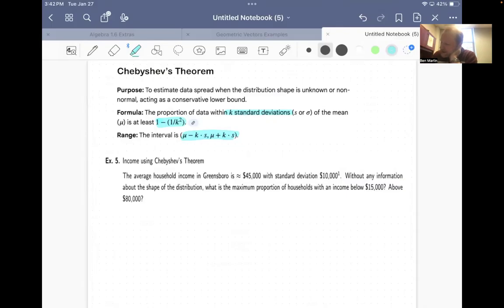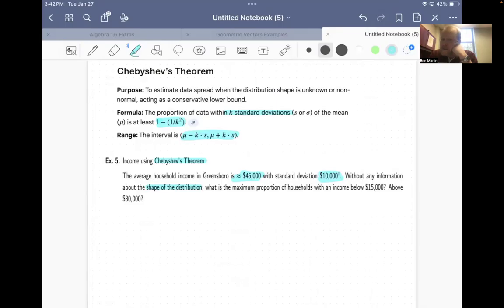It says the average household income in Greensboro is about $45,000. This data is out of date, but I looked it up sometime before the pandemic, and I've been using it still. And then the standard deviation is $10,000. That's not true. I can't find the data about standard deviation anywhere, so I just made up a number, okay? So without any information about the shape of the distribution, that's our key that tells us when to use Chebyshev's theorem, is when you have no idea about the shape of the distribution. You don't know it's normal, okay?